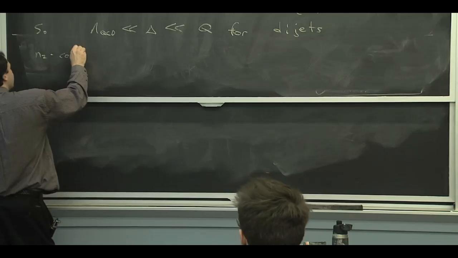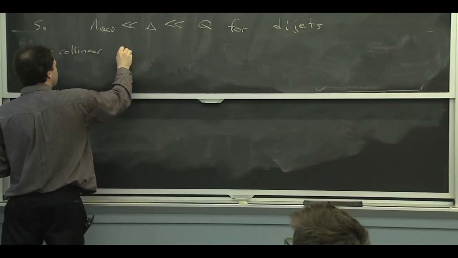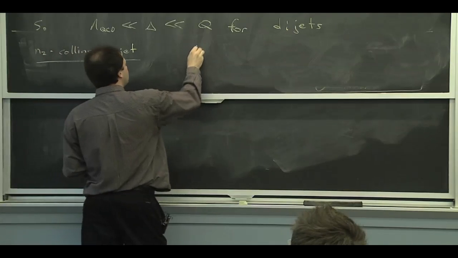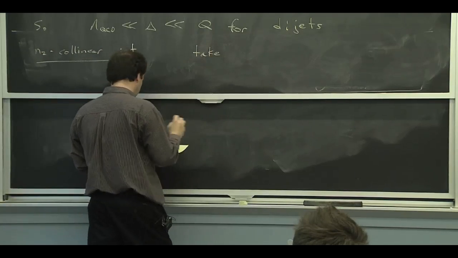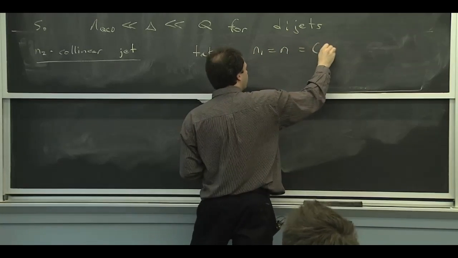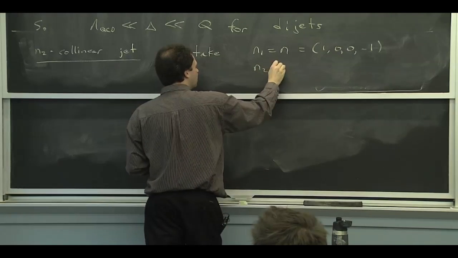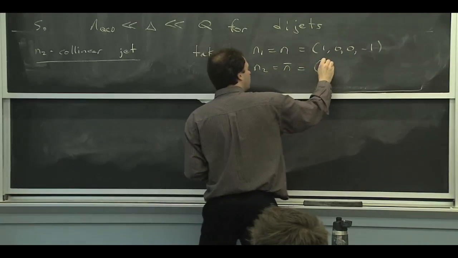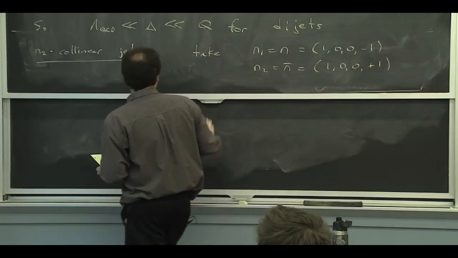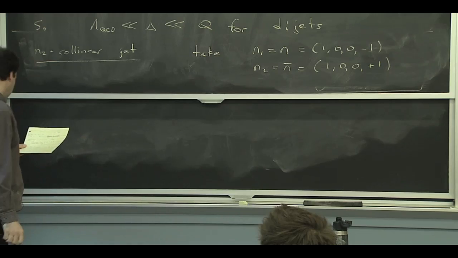So that was one jet. And kind of by symmetry, we can talk about the other one. So there's this one that I called N2. The simplest way of invoking symmetry is to take N1 to point along N, which is our, say, 1, 0, 0, minus 1, and then just take N2 to be N bar, which is 1, 0, 0, plus 1. And then the description of the N2 jet is the same as the description of the N1 jet. It's just you switch pluses and minuses.